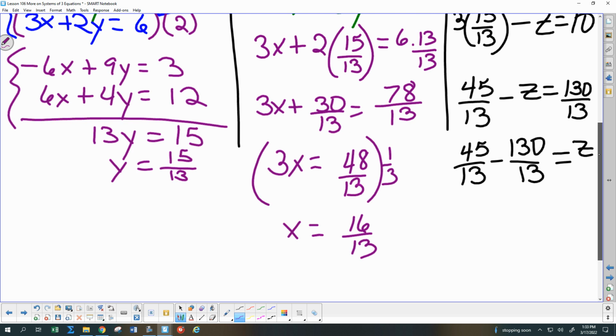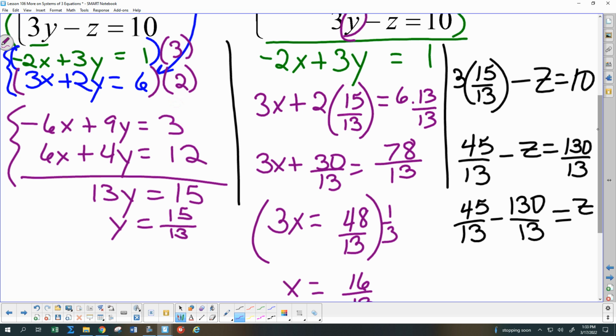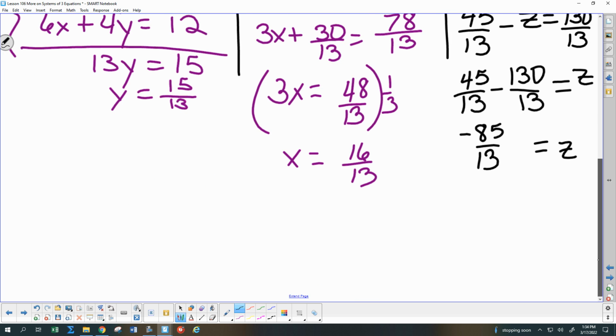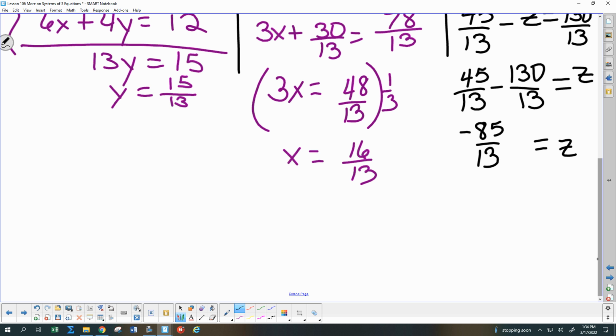Okay, then for my z, I put in 3 times 15/13 minus z is 10. So I had 45/13 minus z, and I know 10 is 130/13. So I subtracted that from both sides, added the z to both sides. What will this give me for z? What's 45 minus 130? What is it? How much? Negative 85/13. How many got that? Not very nice fractions, but we did get all the way to the answer.